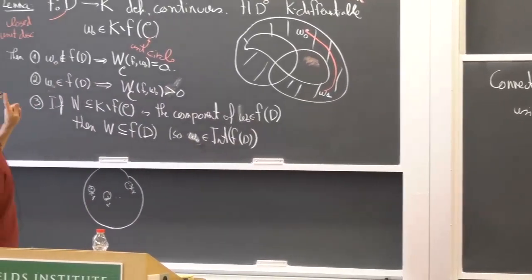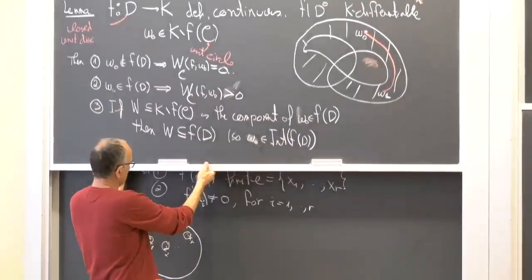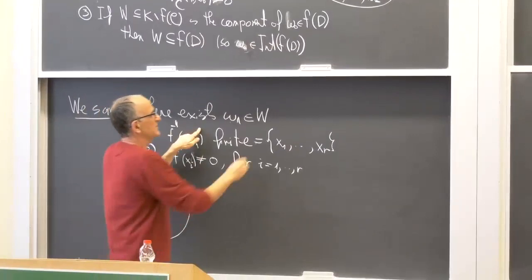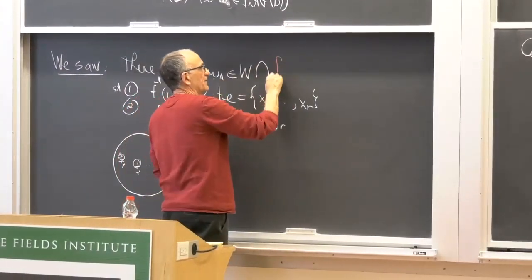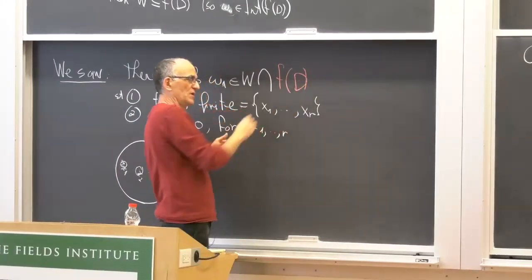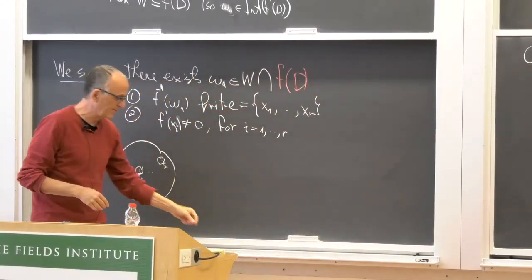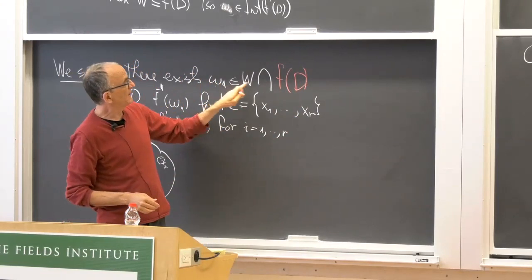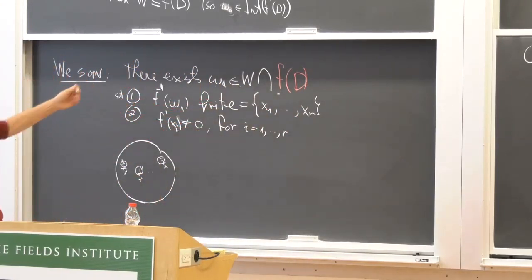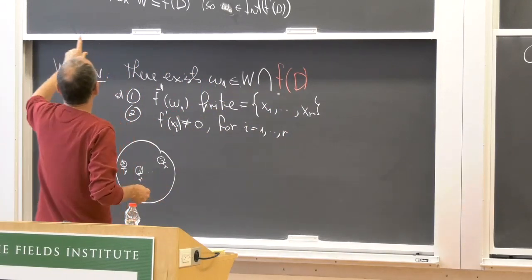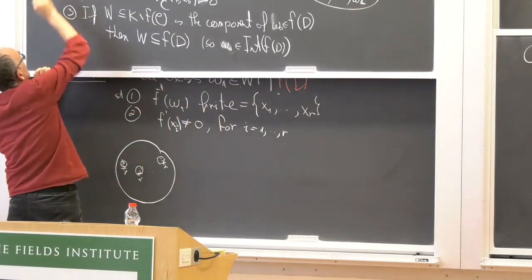All right, I should have said maybe one thing about W1. It was not just any W, it was W1 inside F of D. Otherwise, the free image will be nothing. So we worked to show that we have a point, actually a generic point, inside W intersection F of D. Otherwise, the free image will be empty. All right, so we did two.